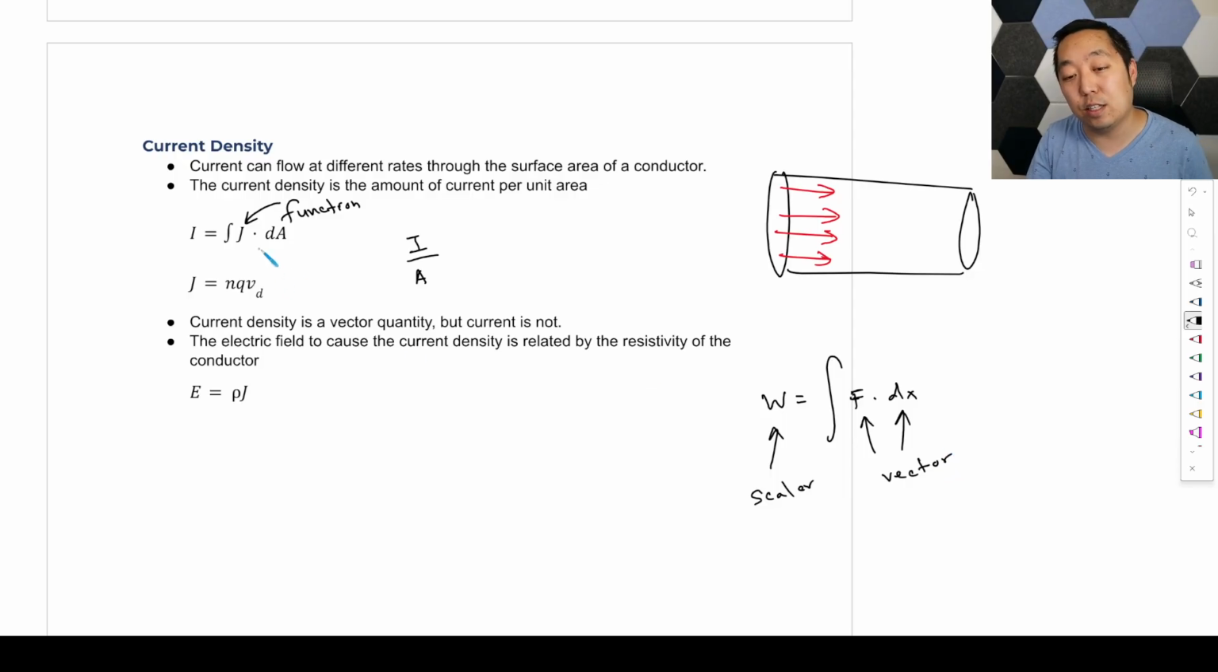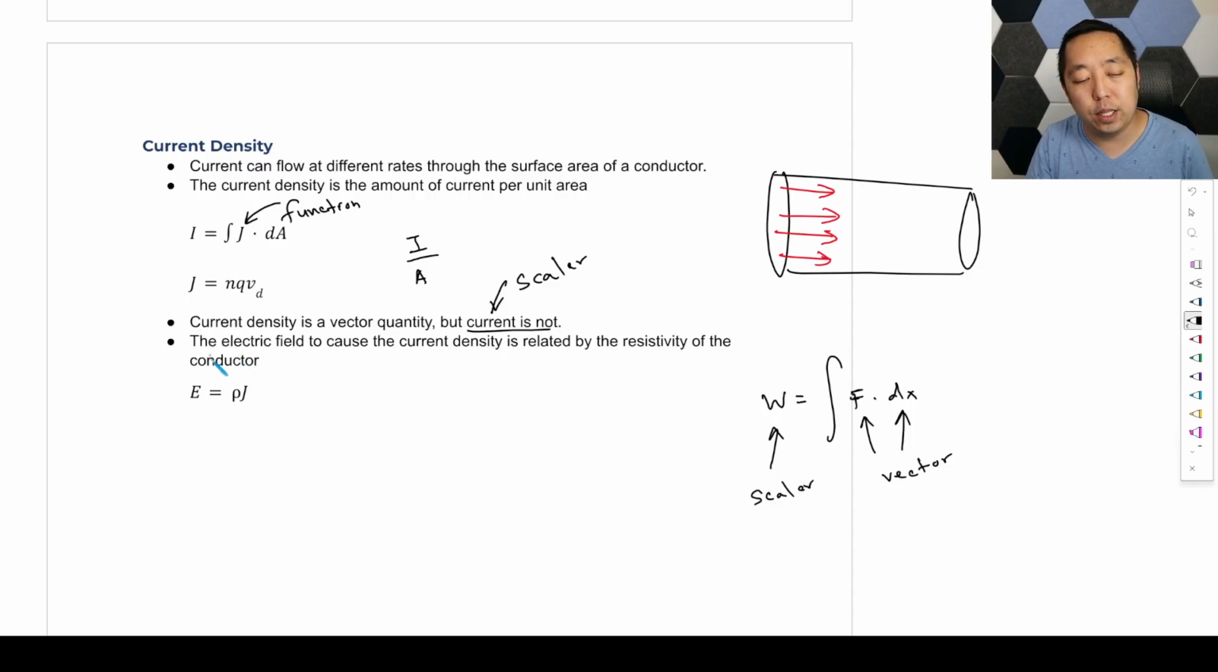Current density is a vector. It matters the direction that it's passing through, because it matters that the area you pick is perpendicular. Kind of like when we do Gauss's law, the area is perpendicular to the electric field. We want the area that we do this integral over to be perpendicular to the current density. However, the total amount, the current itself, is a scalar quantity. Now, it can be positive or negative, just like work can be positive or negative. Doesn't mean there's necessarily a direction.